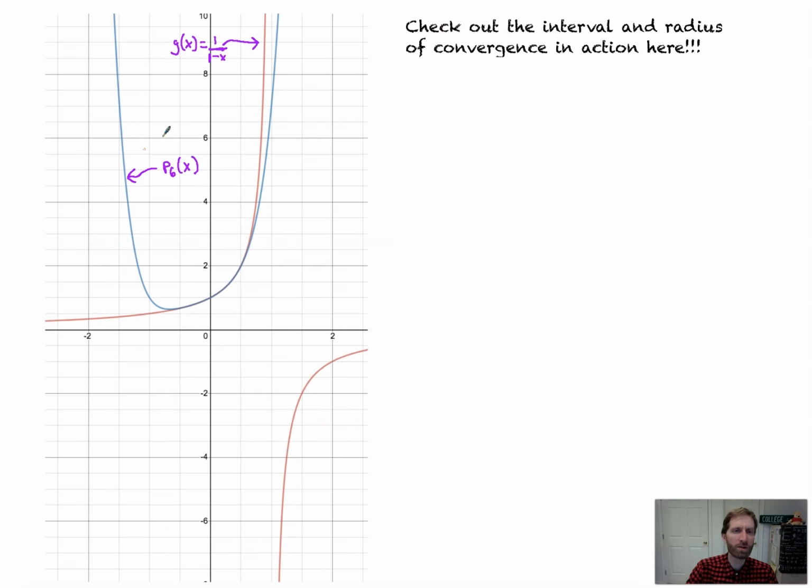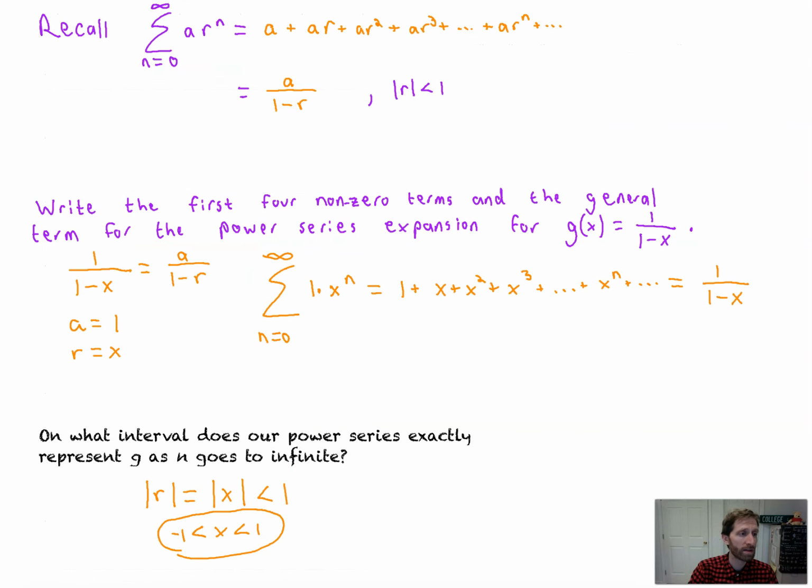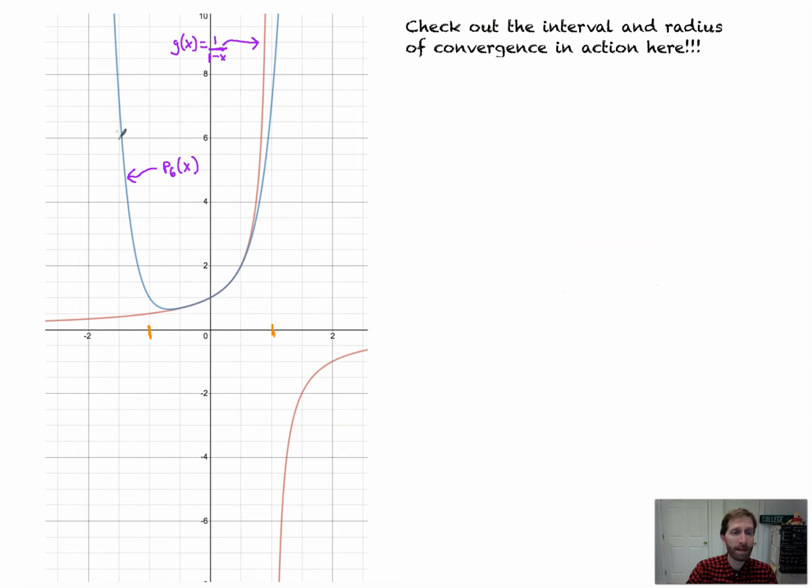More on that interval of convergence though. Graphically, if you have a graph of 1 over 1 minus x, that's this graph right here. On the interval of convergence, negative 1 to 1, notice that the 6th degree polynomial, which I took out to x to the 6th when graphing this, is this function.